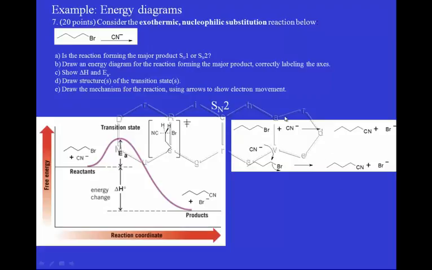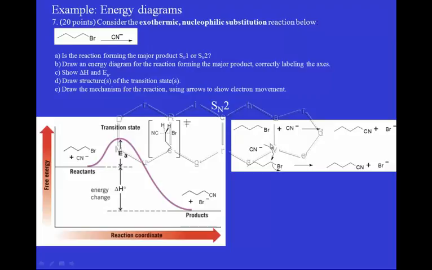This is part E. And what we're showing here is that the CN- is coming in and joining to this C. So the tail of the arrow starts at the CN and the head of the arrow goes to this C. That's the C to which the Br is attached. This arrow starts at the bond and goes on to the Br.